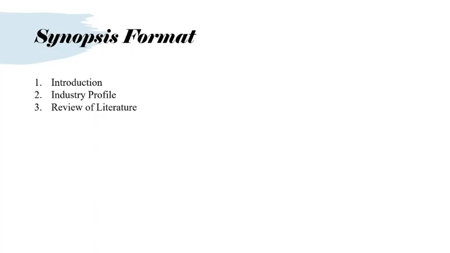Next, and the most important part of the entire synopsis, is the review of literature. So, what is review of literature? How to do that? We will cover in upcoming videos. But a synopsis must have an in-depth review of literature, where we will tell what the previous scholars have done, how much work has been completed by them, and how much work is pending.